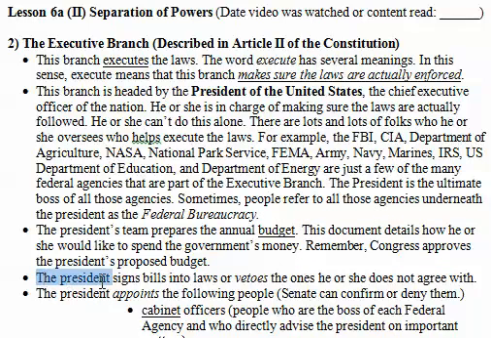The president also signs bills into laws or vetoes the ones he or she does not agree with. We learned about that previously. We'll learn about that some more in a few lessons from now. And the president appoints the following people. And remember, when the president appoints someone, the Senate can confirm or deny these appointments.